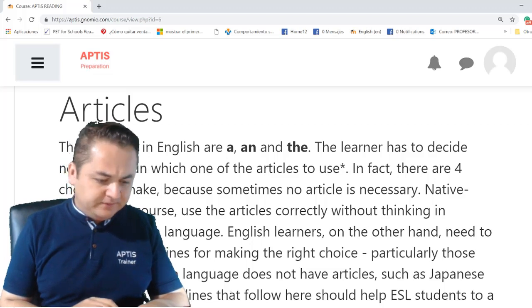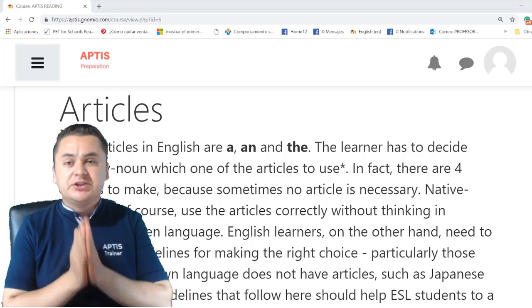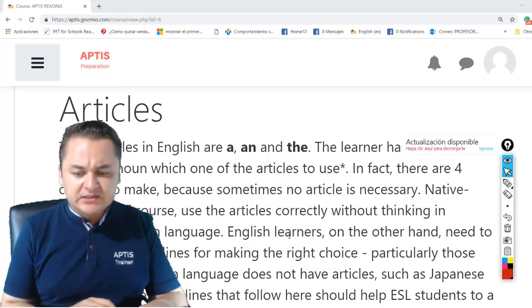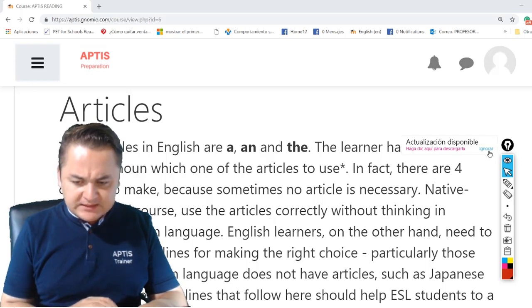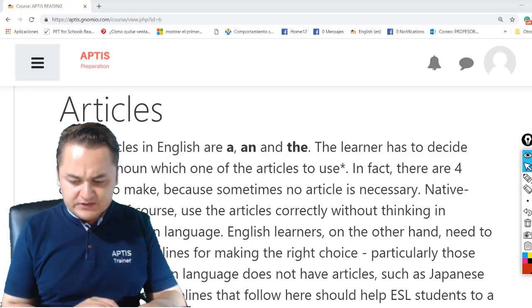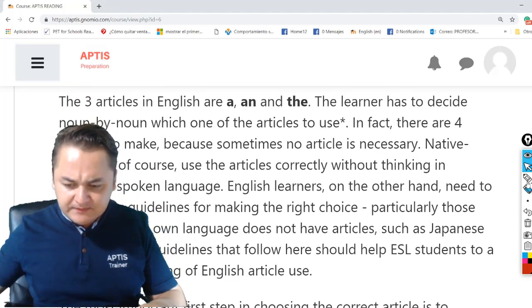This is the topic of articles, and we are going to describe them. I hope you understand the examples that I'm going to explain, and I hope everything is okay for now. So let's see how we can begin. The topic for today's lesson is articles. I'm going to start by saying something from here.